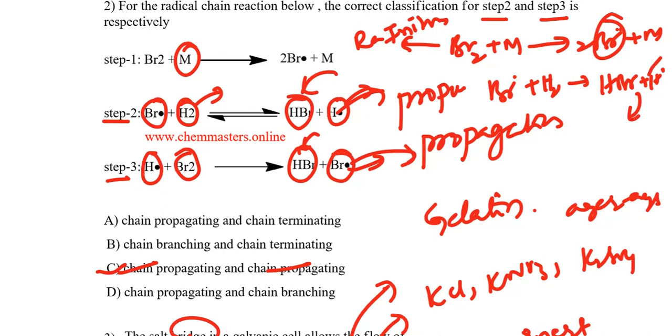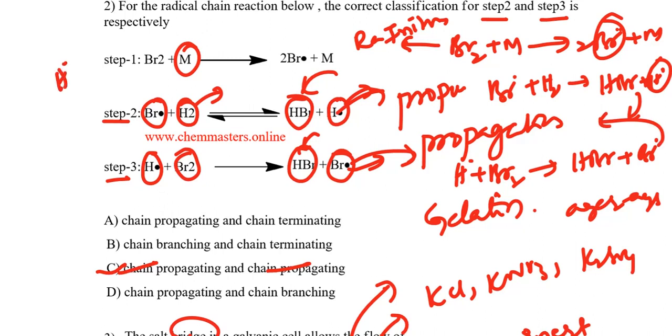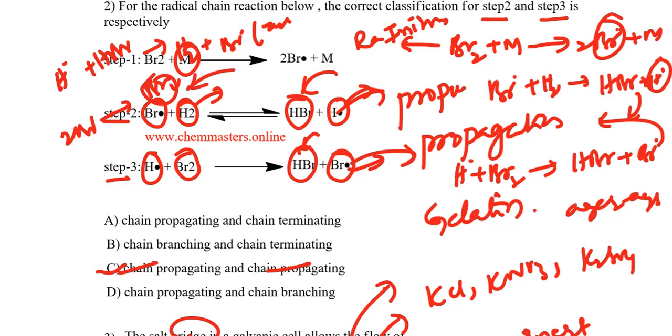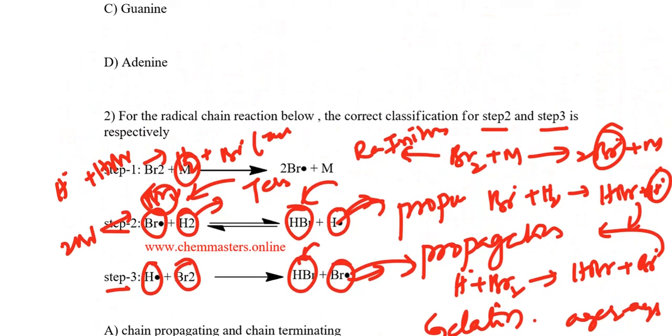And in the third step, the hydrogen radical reacts with a bromine molecule and produces HBr and a bromine radical. So we can consider it as a propagation step. In the fourth step, the hydrogen radical reacting with HBr produces H2 plus Br radical. We can consider it as a termination step. And whenever two bromine radicals react to produce a bromine molecule, we can also consider it as a termination step. So here our answer is C.